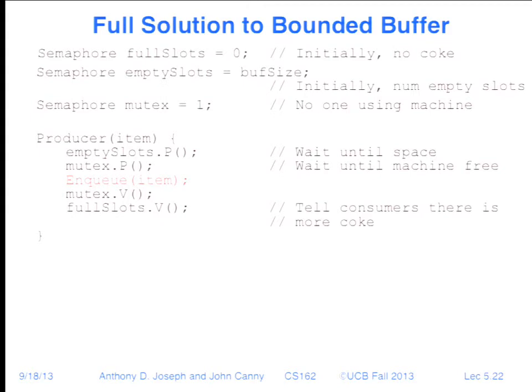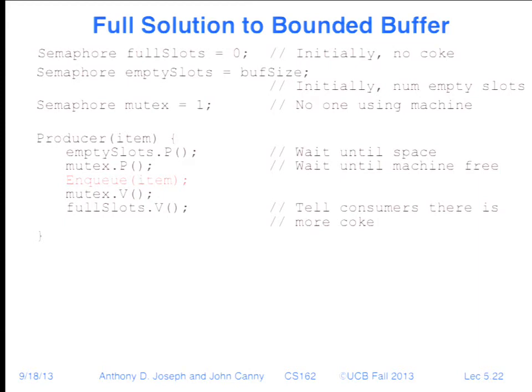So let's set things up. Semaphore full slots is going to start off at zero, because assuming the machine starts off empty, and the empty slots will be initialized to the maximum capacity of the machine. Mutex is going to be initialized to one, which is the free state for a semaphore.